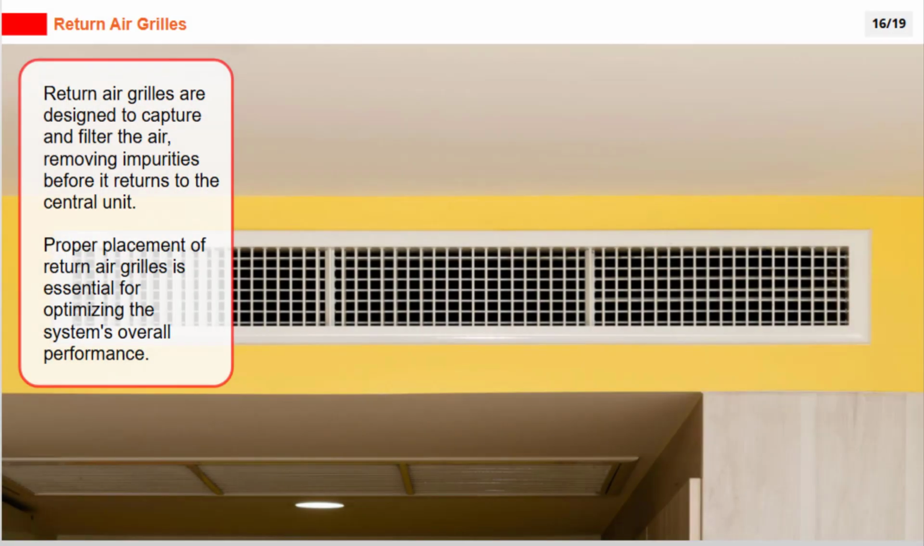Return air grills are designed to capture and filter the air, removing impurities before it returns to the central unit. Proper placement of return air grills is essential for optimizing the system's overall performance.